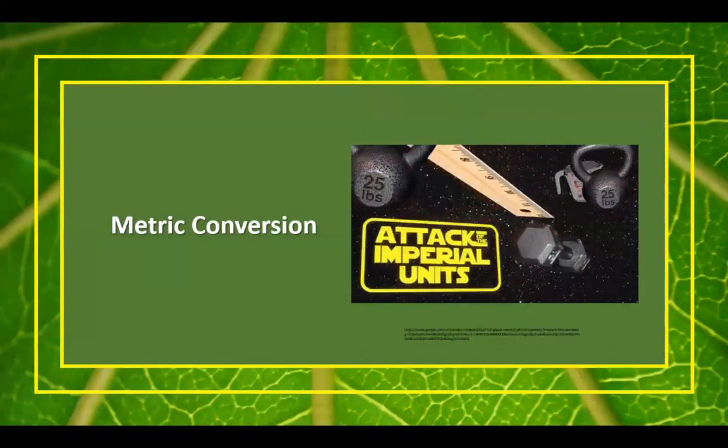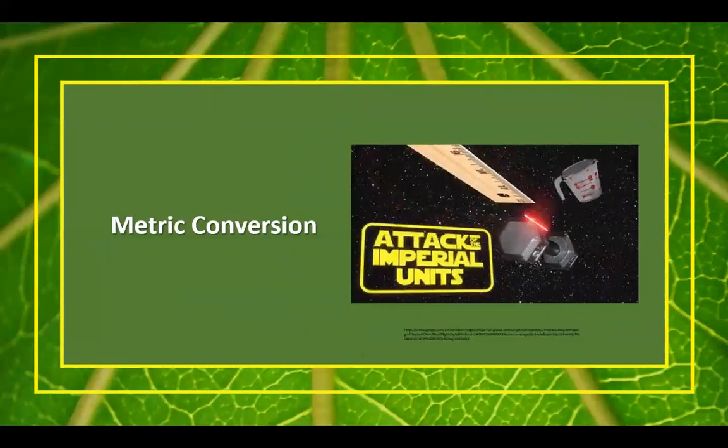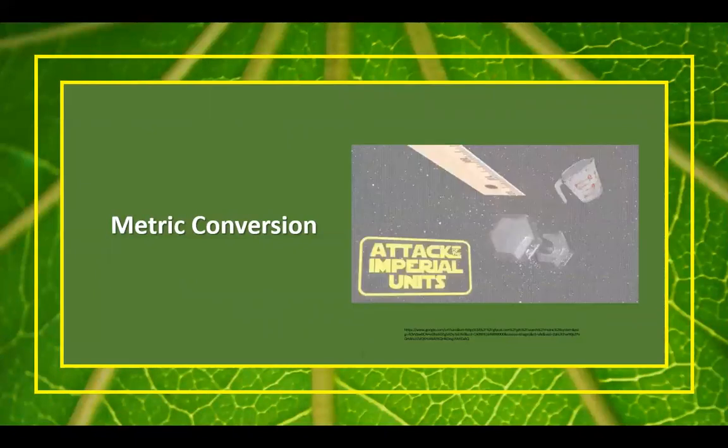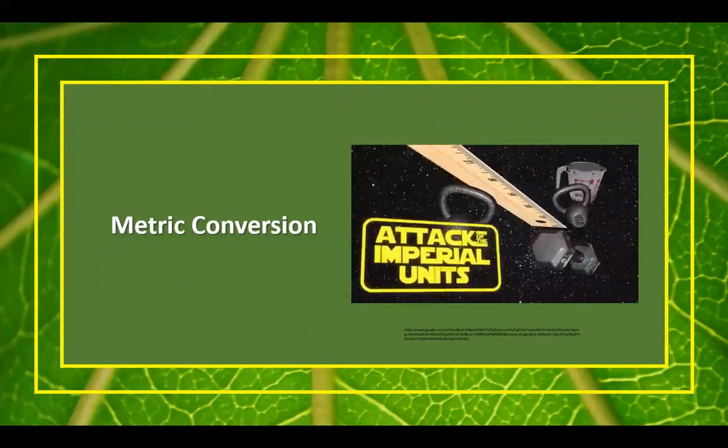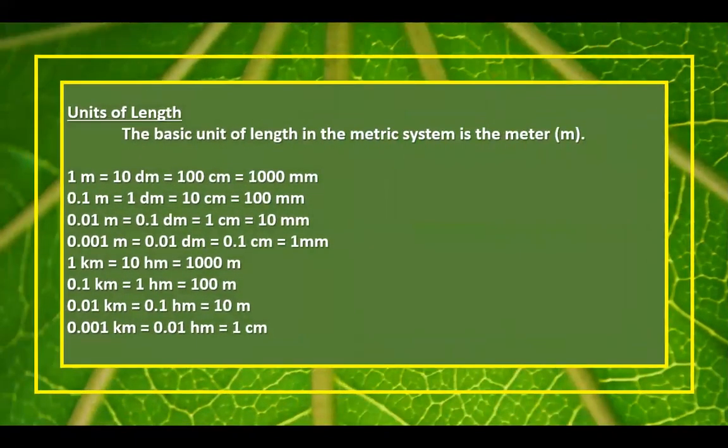Okay, so we're done with performing basic workplace calculations, especially the surface area. So let's talk now about metric conversion. The units of length in metric conversion: the basic unit of length in the metric system is the meter, or m. So take note that 1 meter is equivalent to 10 dm, or decimeter, is equal to 100 centimeters is equal to 1000 millimeters.